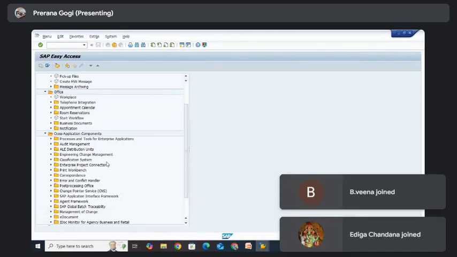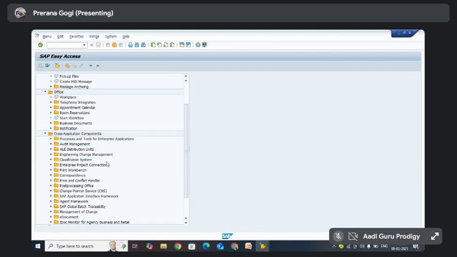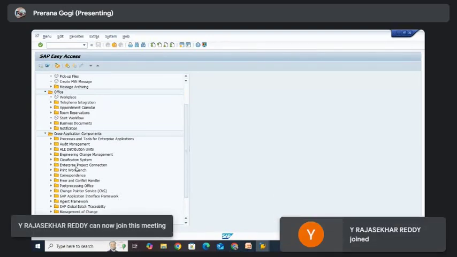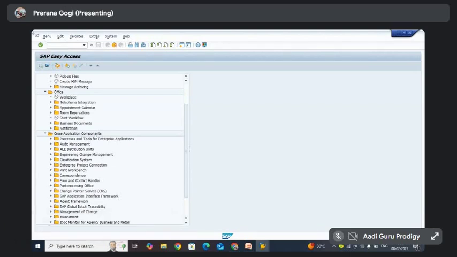What is this ABAP? Any idea? ABAP is nothing but Advanced Business Application Program. Those people have already set up these things for SAP FICO, SAP SD, all the modules. This is set by the ABAP team. ABAP is a programming language. We have not done this.